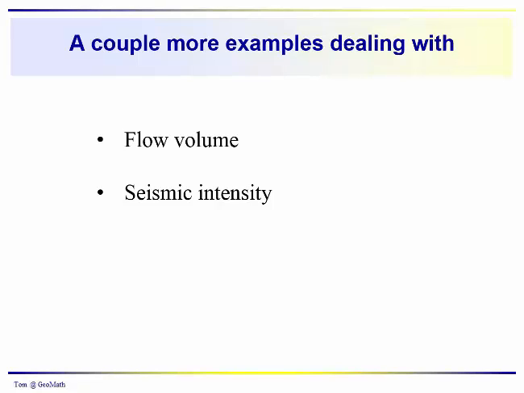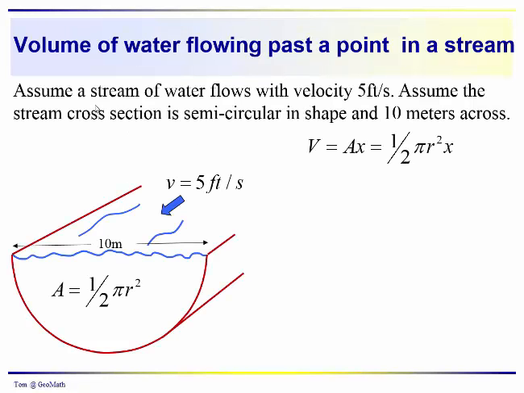Okay, well, we're going to take a look at a couple additional examples of using derivatives to solve some problems. One associated with flow volumes in a stream and another with seismic intensity. So in the first problem, we're interested in determining what the volume of water is that flows past a point in the stream. We're given that the velocity is 5 feet per second.